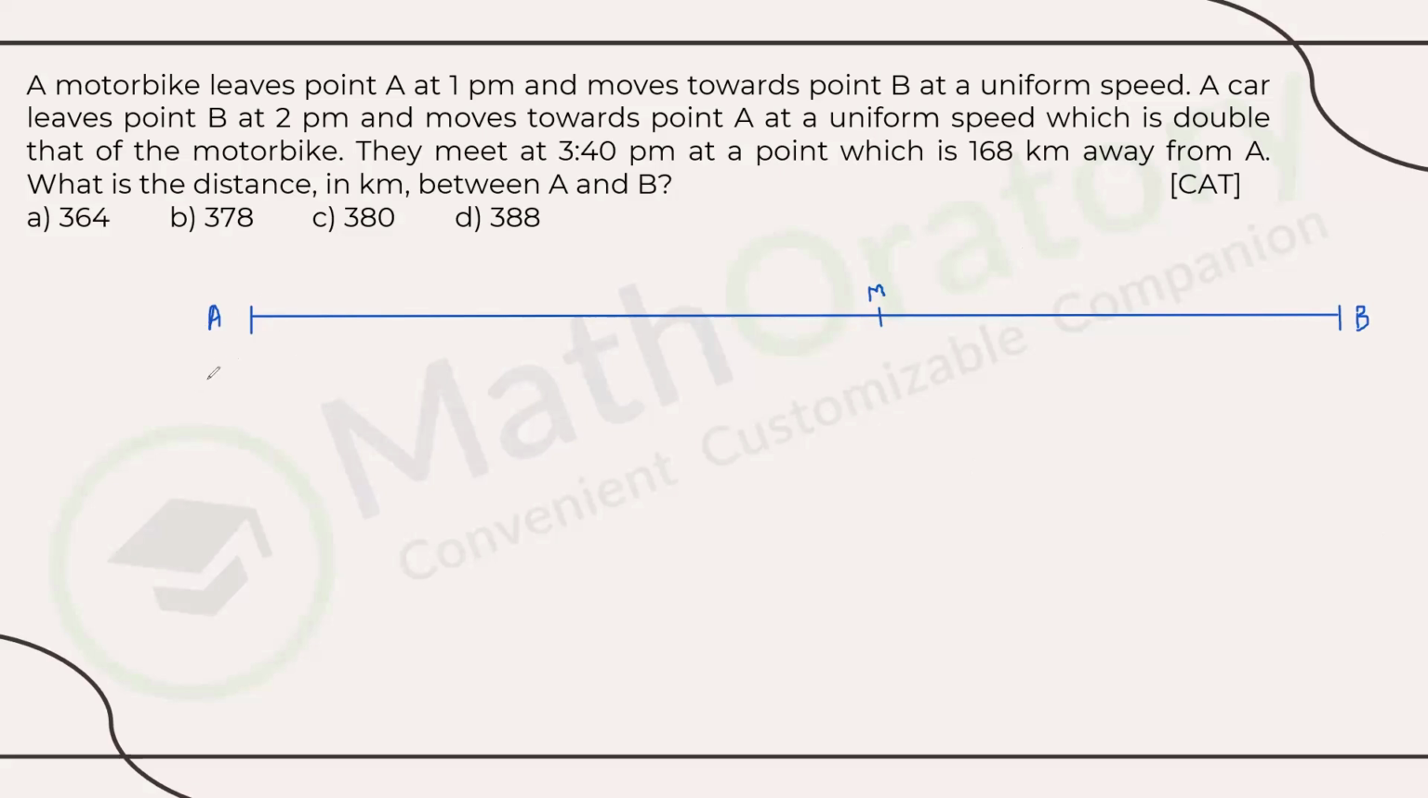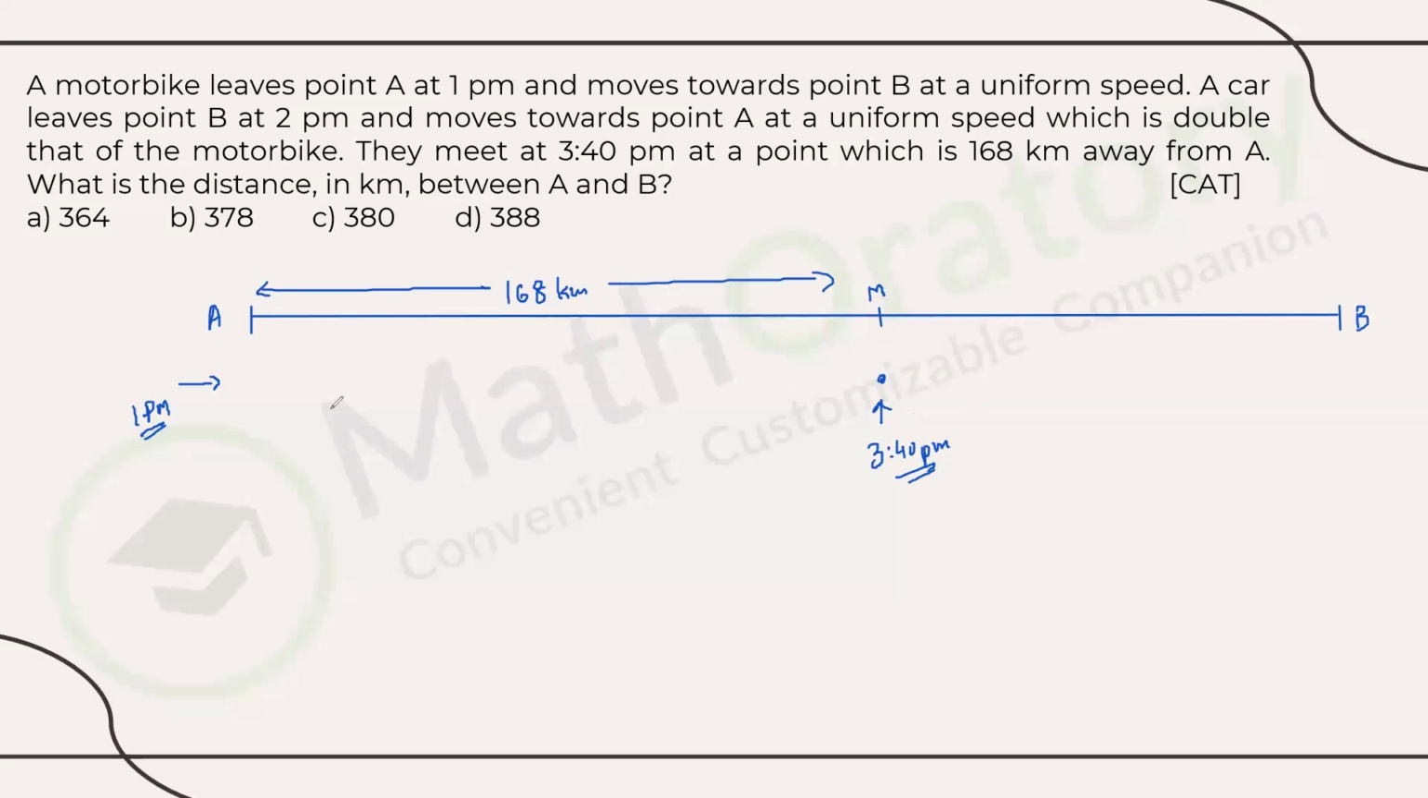Now we know that the motorbike starts from point A at 1 p.m. Right. We don't know the actual speed of the motorbike, but what we know is from A to M, it has covered a distance of 168 kilometers, right? Right. We also know that both of these objects reach this point at 3:40 p.m. Correct.